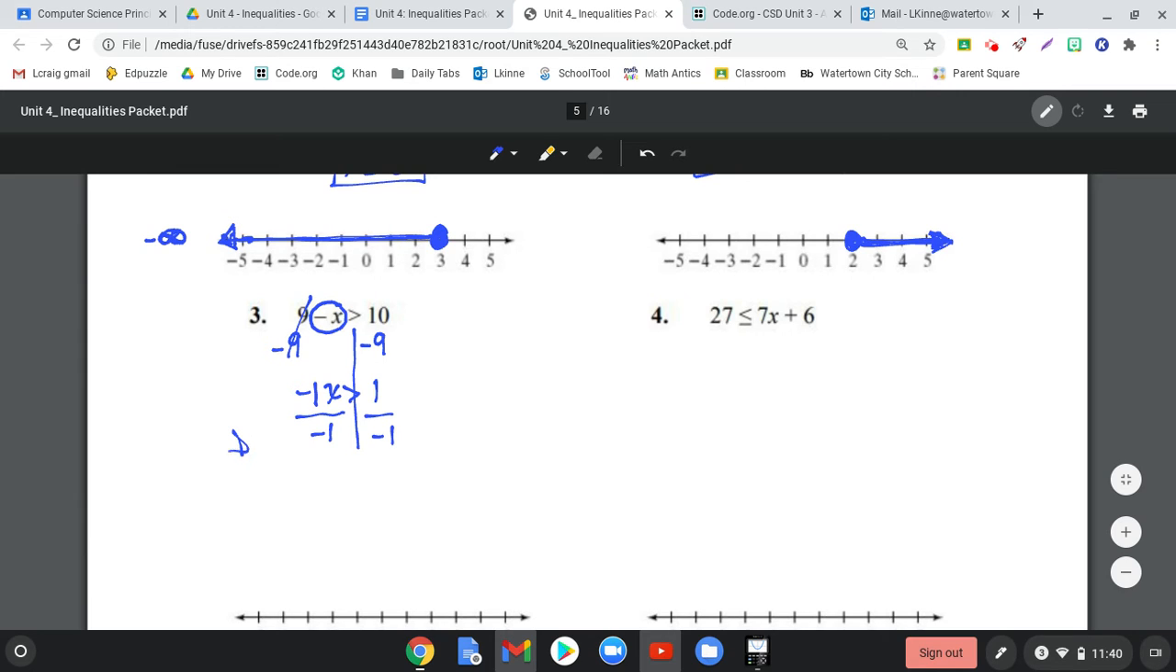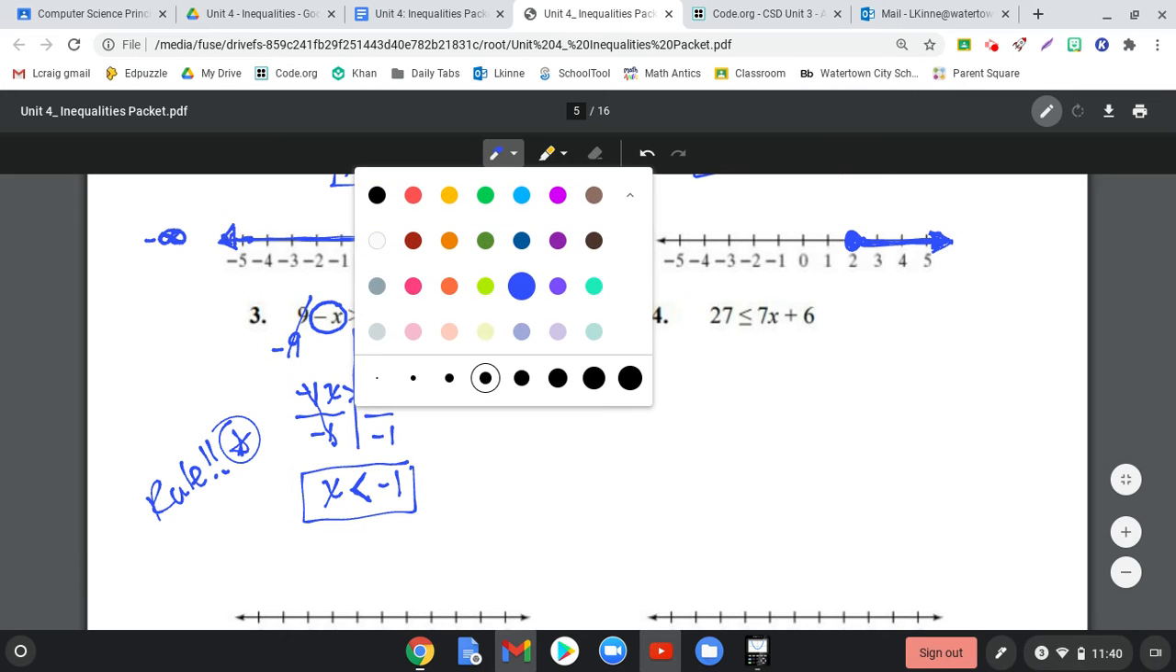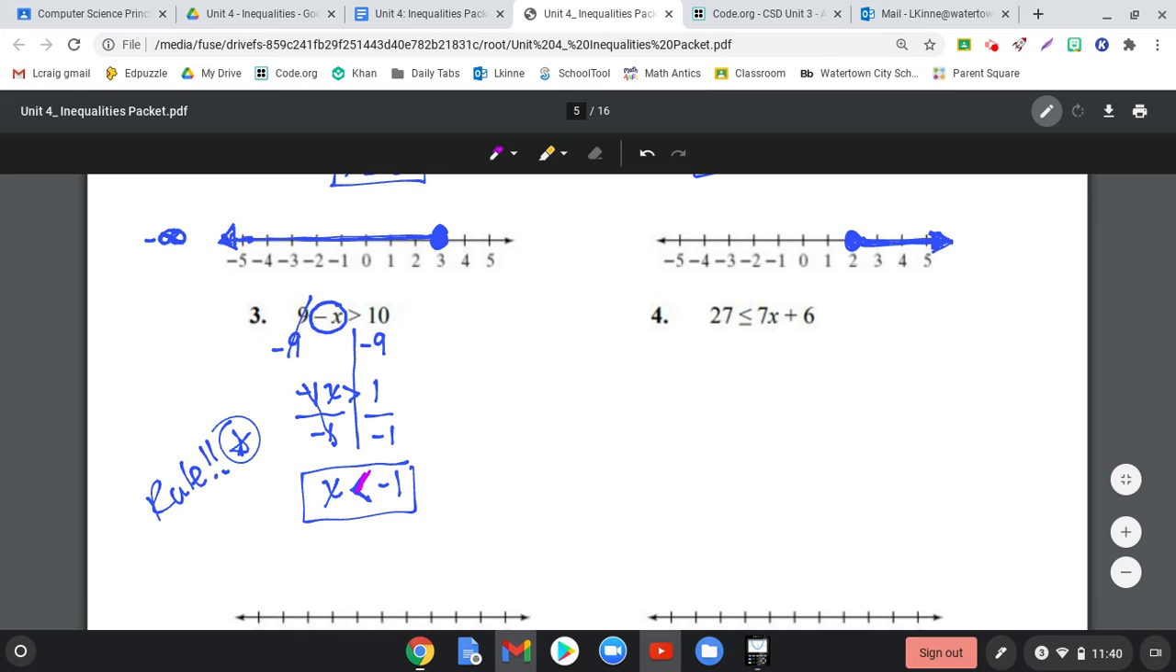And here's that rule. All right, if you divide both sides by a negative, it's not going to be greater than anymore. It's now less than. And 1 divided by negative 1 is negative 1. So notice that changed. All right. So if you multiply or divide both sides by a negative, you're going to change the sign.